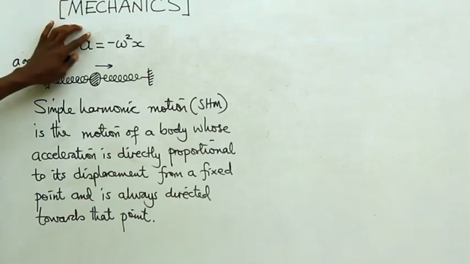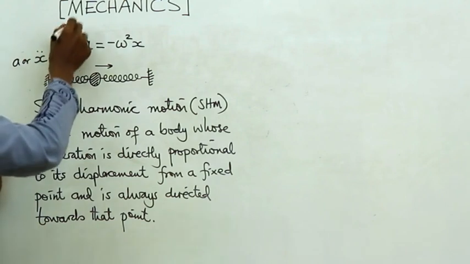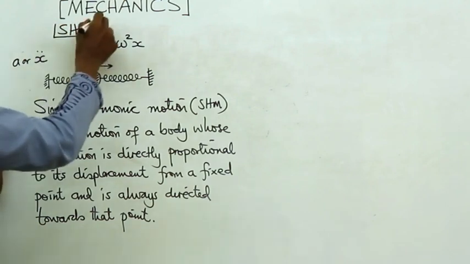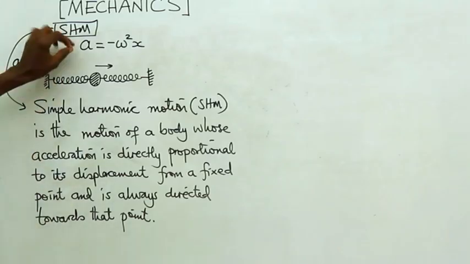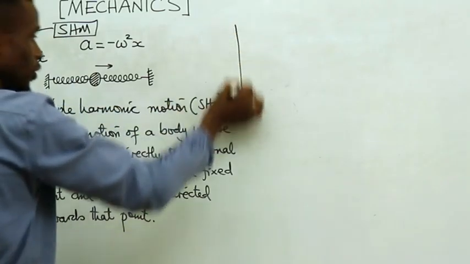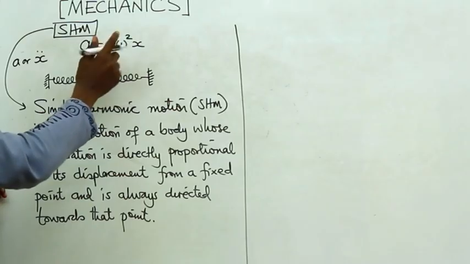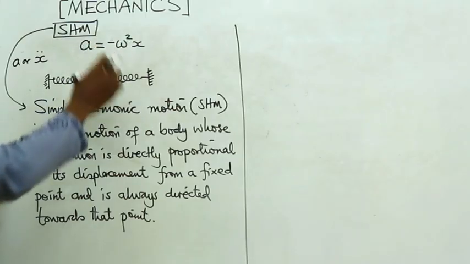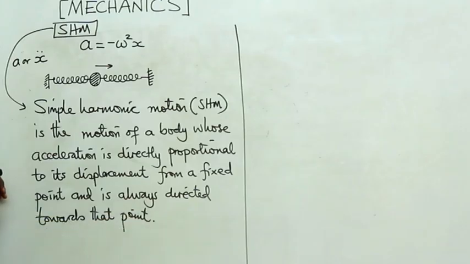Why did I start by writing the equation? Of course, I would have started straight away by writing the definition first. But I wrote the equation because if you remember the equation, you can easily define simple harmonic motion. X is the displacement from the equilibrium position or from that fixed point, and omega squared has a negative. This negative shows that acceleration is always directed towards that point.